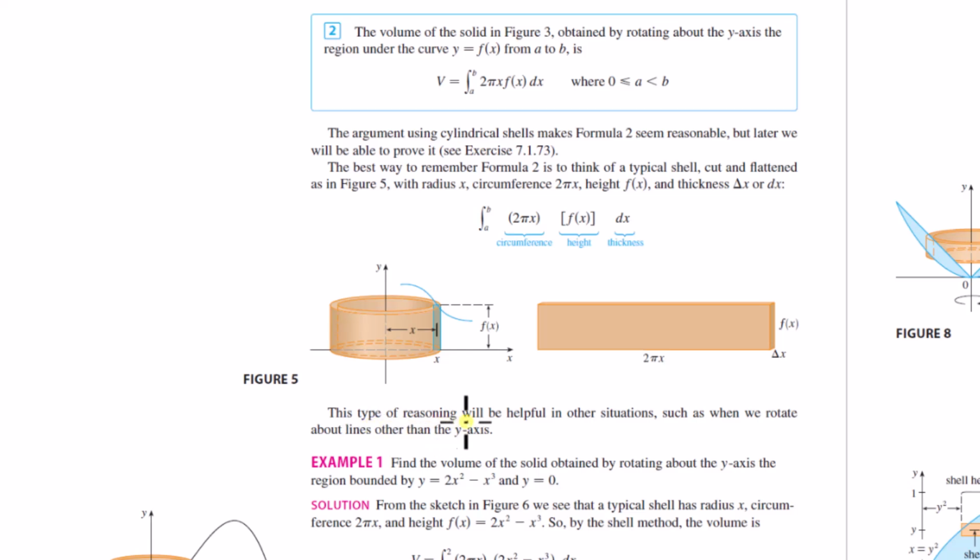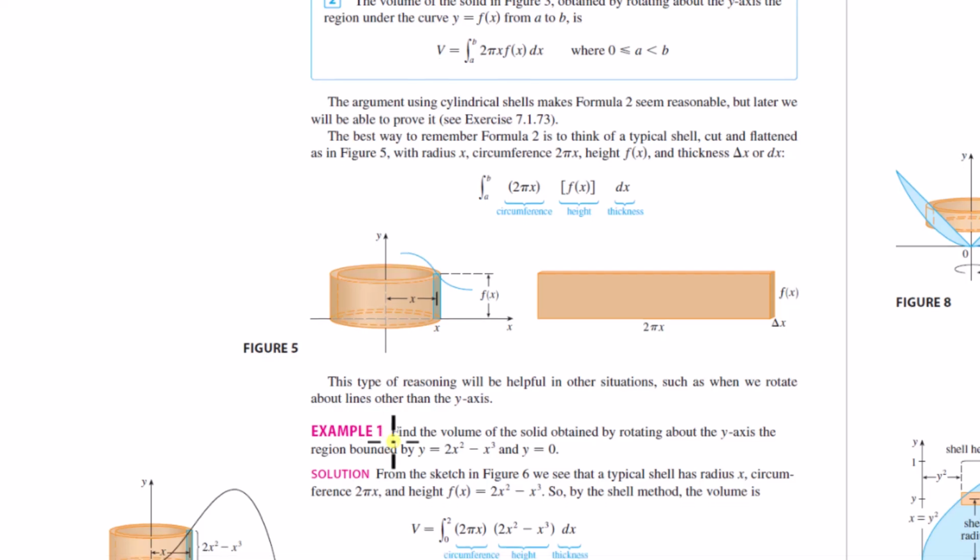It says this type of reasoning will be helpful in other situations, such as when we rotate about lines other than the y-axis. Okay, so yeah, keep this idea in mind of how you can think about the volume of a cylindrical shell this way. You cut the shell and flatten it out into a bar, a rectangular bar.